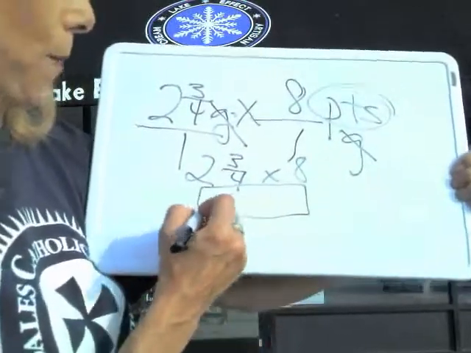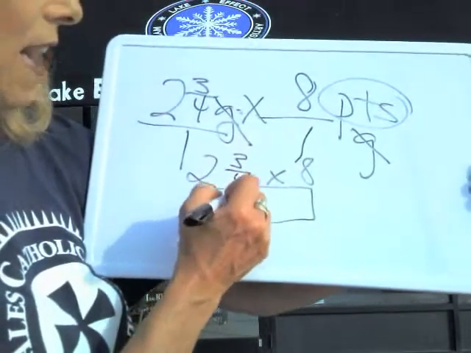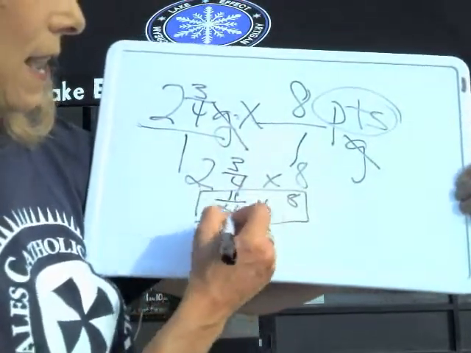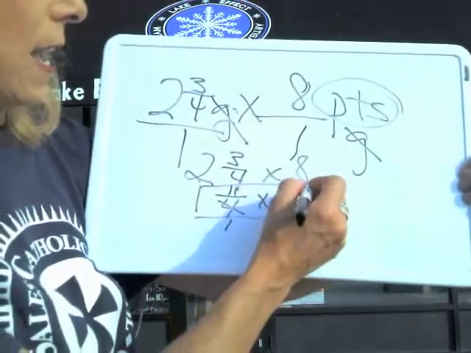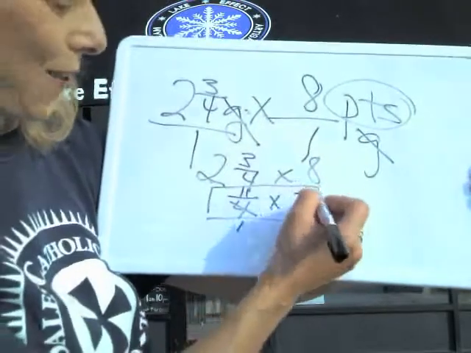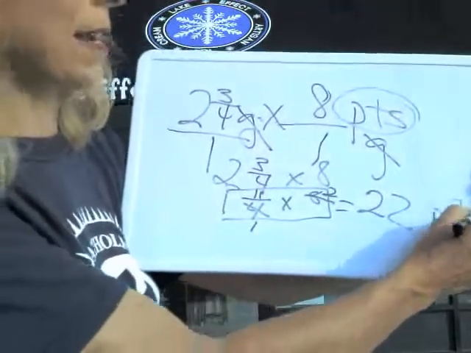I need my improper box. 4 times 2 is 8, 9, 10, 11 times 8. Cancel. 4 into 4, 1. Reduce. 4 into 8 twice. I get 22 pints.